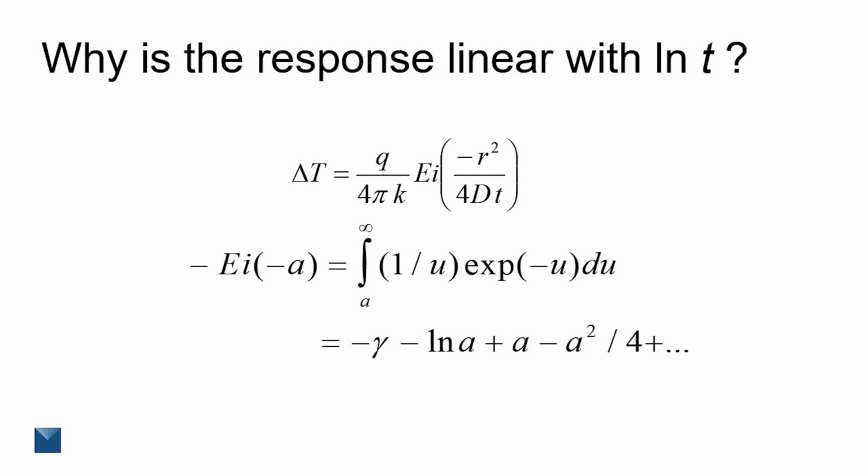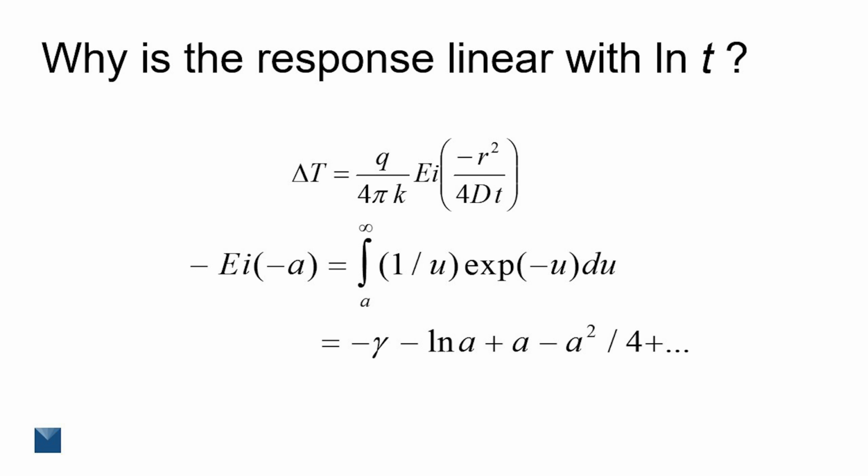Here's a solution of the model for an aligned heat source, heated as we did in the previous slide. Q is the heat input per unit length. K is the thermal conductivity, R is the needle radius, D is thermal diffusivity, and T is time. EI is the exponential integral, and that can be approximated by a series that's shown on the bottom.